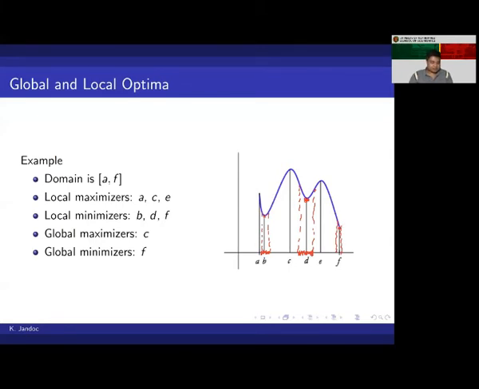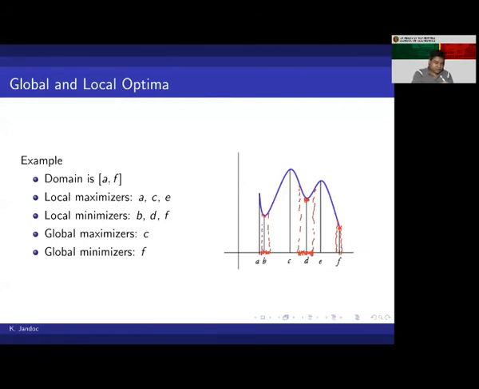Great. So that's local maximizers and minimizers. The important thing to note is that it gives you the highest value of the function within the restricted part of the domain, an open interval here.